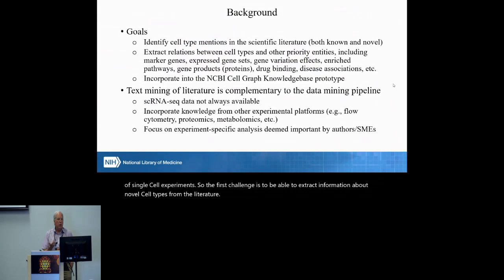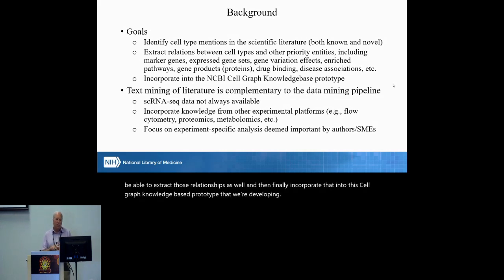The second is, once we do that, we want to capture the relationships between cell types and other kinds of priority entities that are described in these publications, like marker genes, expressed gene sets, gene variation effects, enriched pathways, gene products, drug binding, disease associations, et cetera. So we're seeing a lot of reference to these kinds of important features in these papers, and we want to be able to extract those relationships as well. And then finally incorporate that into this cell graph knowledge-based prototype that we're developing.